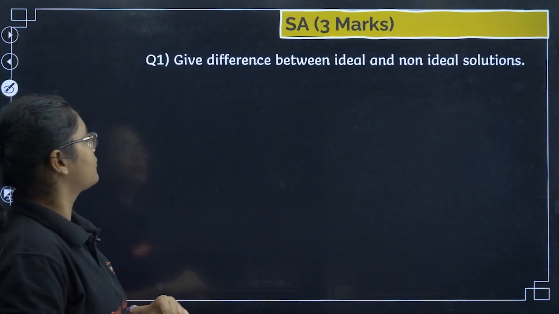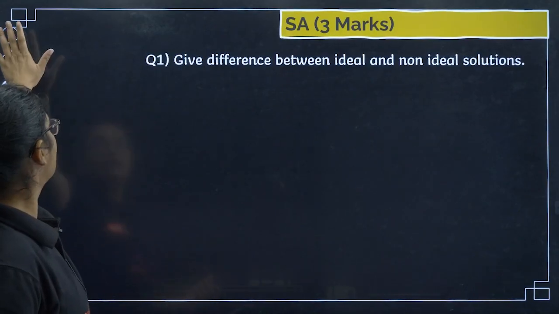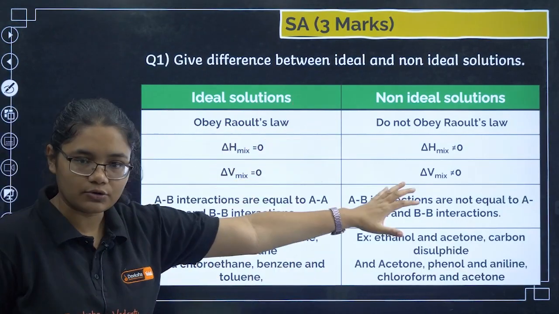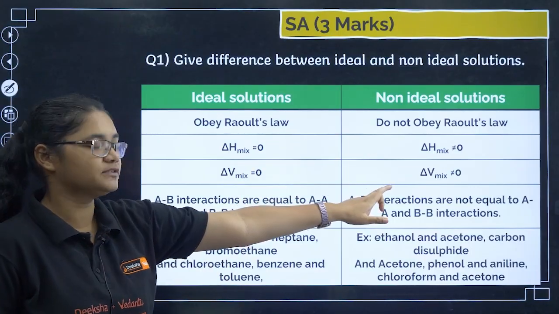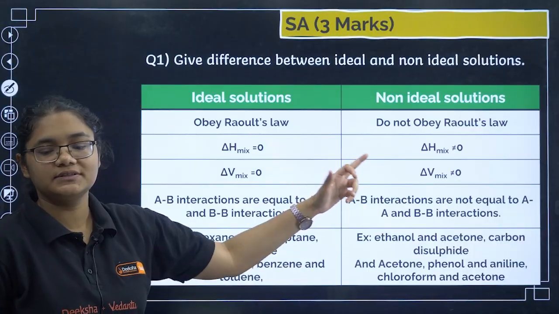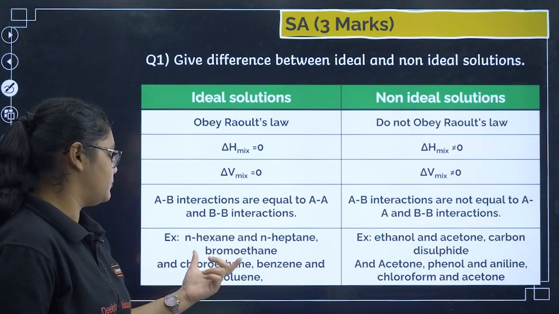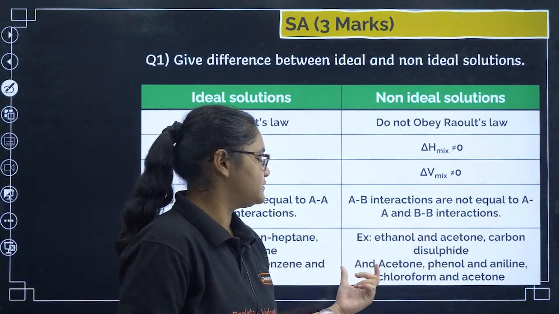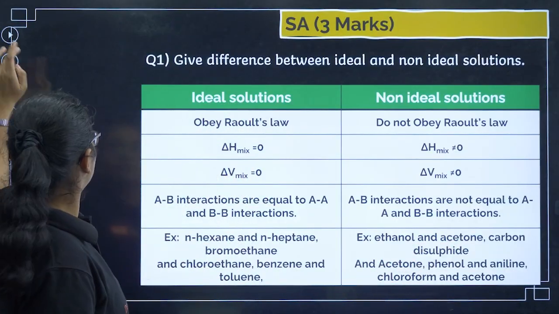Next, 3-marker question. Now we will note the difference between ideal and non-ideal solutions, a very possible and must-do question. Ideal obeys Raoult's law, non-ideal does not obey Raoult's law. Delta H mix equals 0, not equal to 0. V mix equals 0, not equal to 0. A-B interactions are equal to A-A and B-B interactions; here it is not equal. Examples, definitely you should write n-hexane and n-heptane, bromoethane and chloroethane, benzene and toluene. And here we have ethanol and acetone, carbon disulfide and acetone, phenol and aniline, chloroform and acetone. So there are many examples you have to write down.